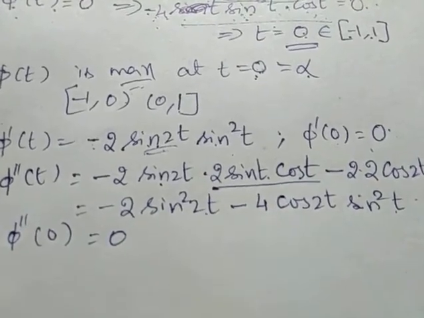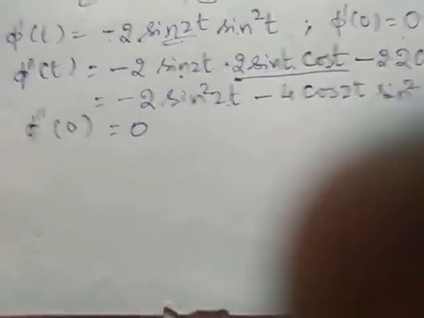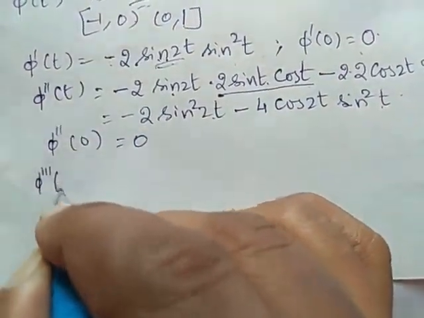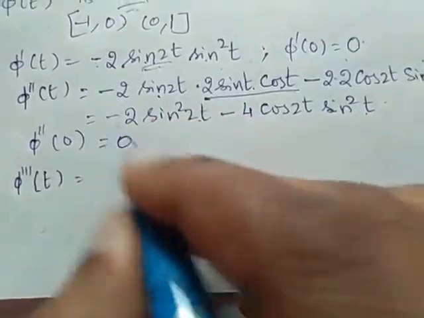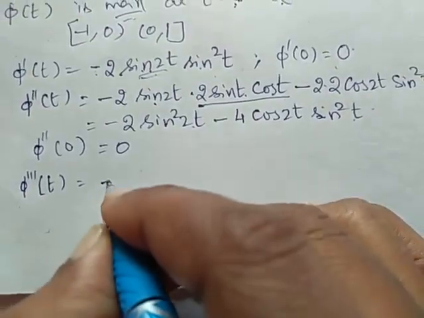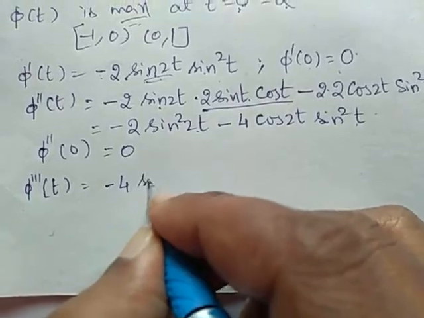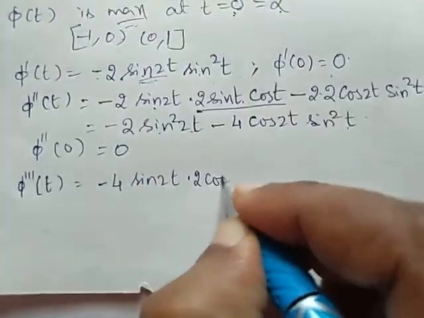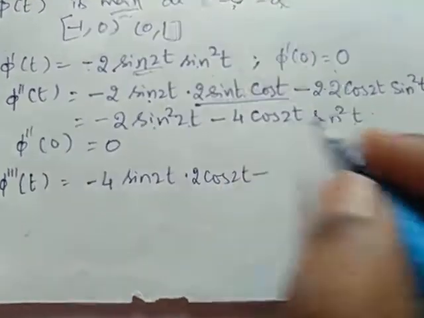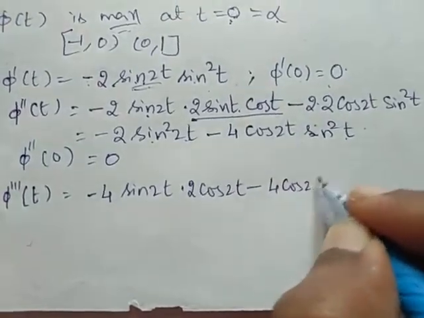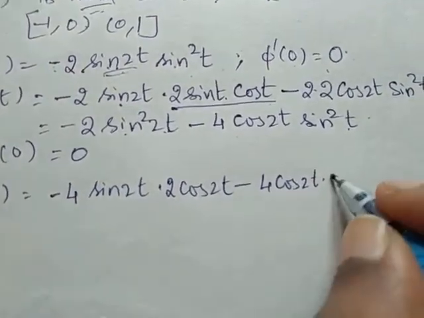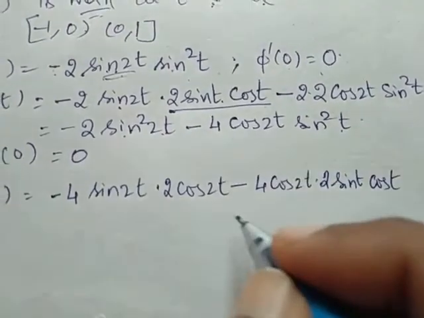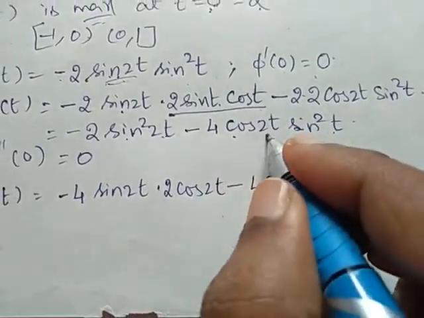So I have to differentiate it again. I hope you remember the procedure. So differentiate it again. So I am going to find third derivative. Differentiation of this is minus 4 sin 2t. Differentiation of sin 2t is 2 into cos 2t. Here I have to use product rule. Minus 4 cos 2t into differentiation of sin square t is 2 sin t cos t.